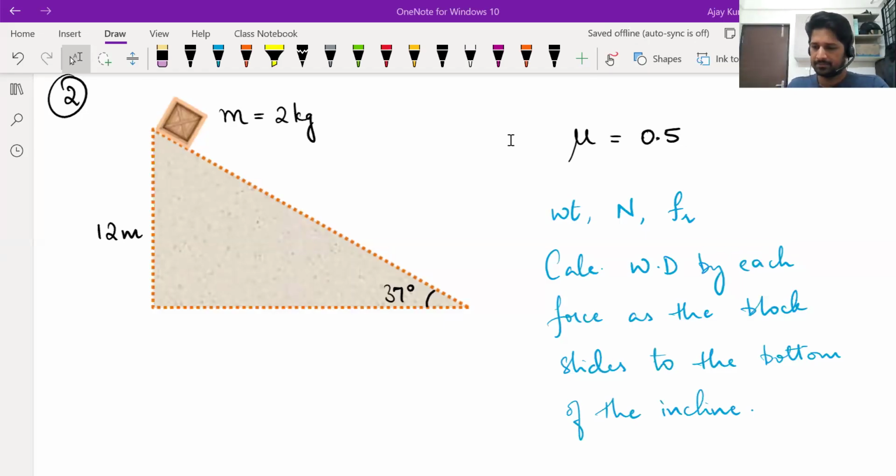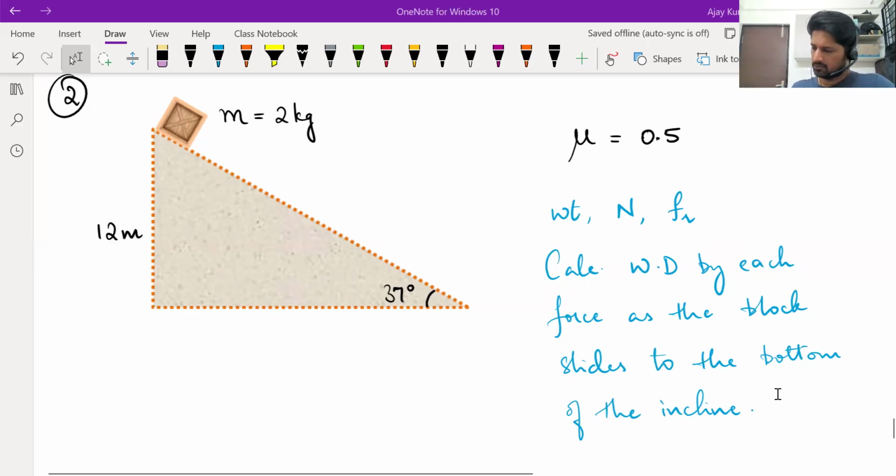Any answer, anyone? What is joules? Work done by what is 240? Work done by weight. Wait. Okay, we'll see. We'll see.